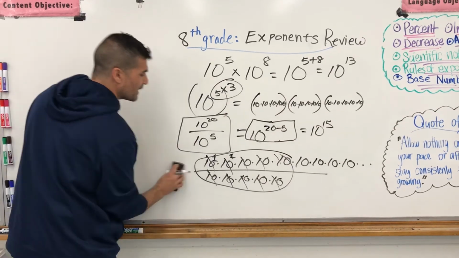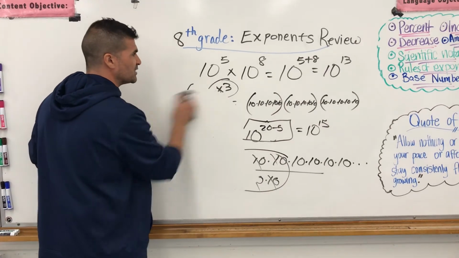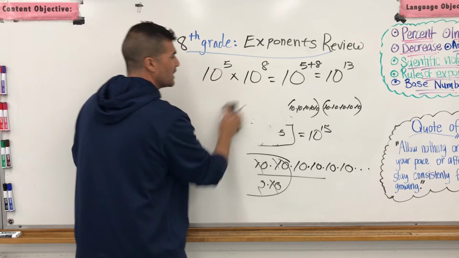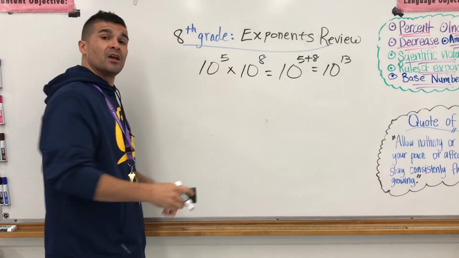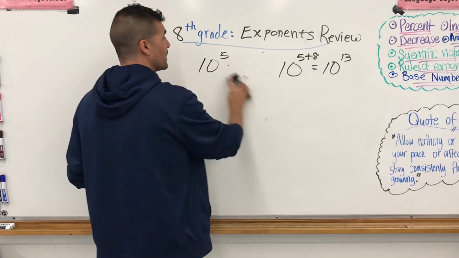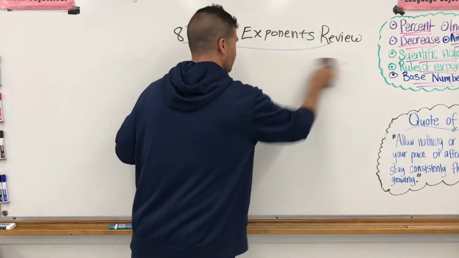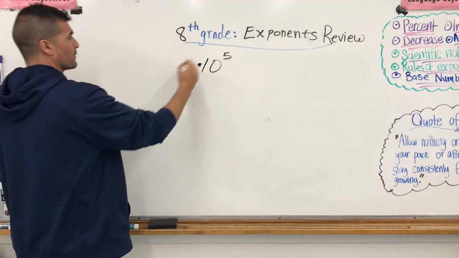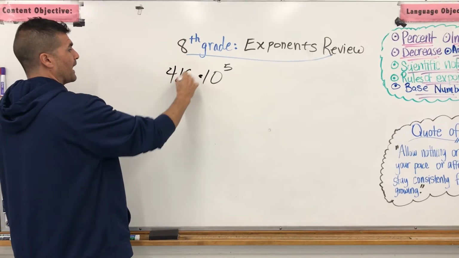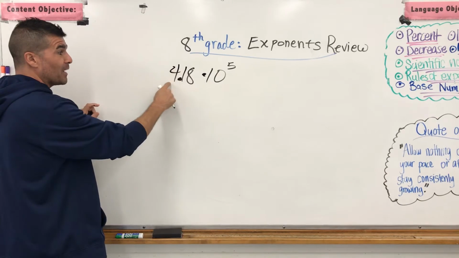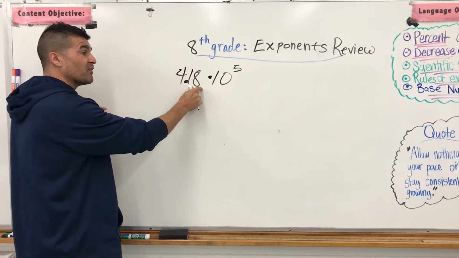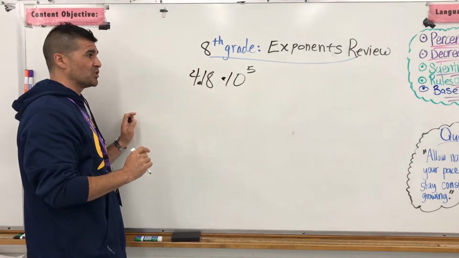Well, let's wrap this up and see if you can use these base 10s for something else, something called scientific notation, which we've been working on in class. Let's say that I have 4.18. Scientific notation is when you have one number on the left, and you can have as many numbers on the right of the decimal as you want.